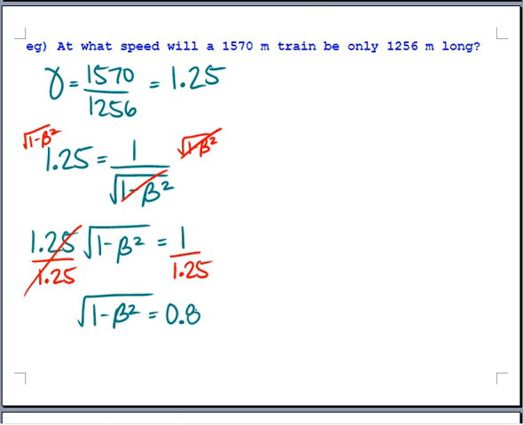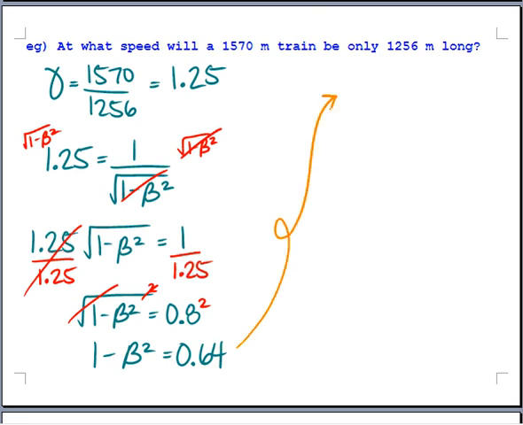Now we want to get rid of that radical, the square root. So we can square both sides at this point. Squaring that left-hand side is going to get rid of the whole square root, and then we square the 0.8. That's going to leave us with 1 minus beta squared equals 0.8 squared, which is 0.64. And if it's okay with you, I'm going to roll up here. Sorry, running out of space. Now what we want to do, maybe I'll rewrite that. 1 minus beta squared equals 0.64.